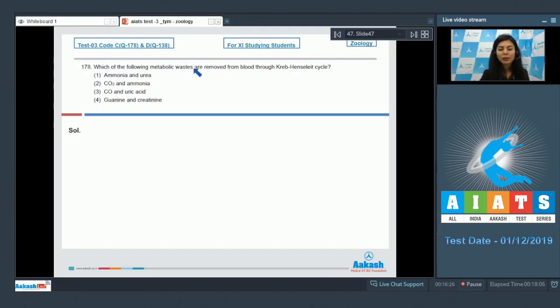Question 178. Which of the following metabolic wastes are removed from blood through Krebs-Henseleit cycle? Ammonia and urea, CO2 and ammonia, CO and uric acid, guanine and creatinine. Krebs-Henseleit cycle or urea cycle helps in the removal of CO2 and ammonia.